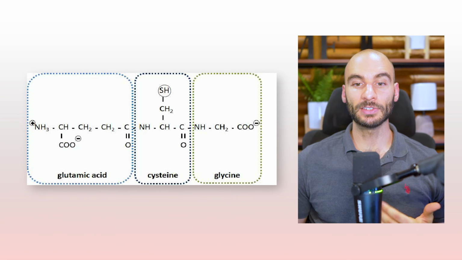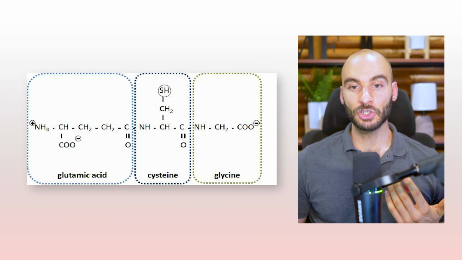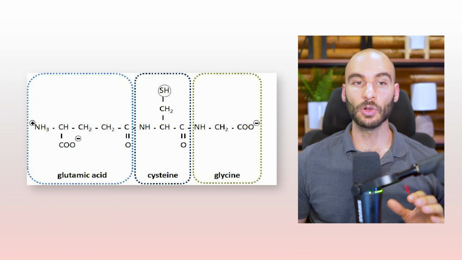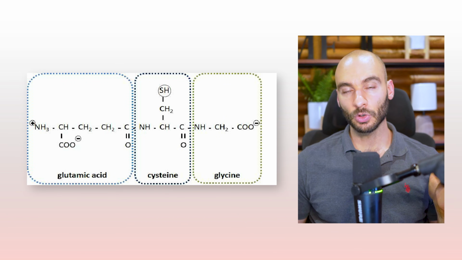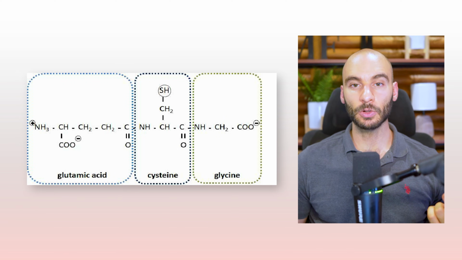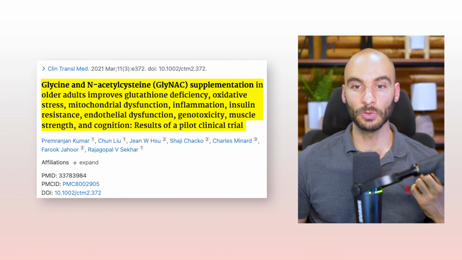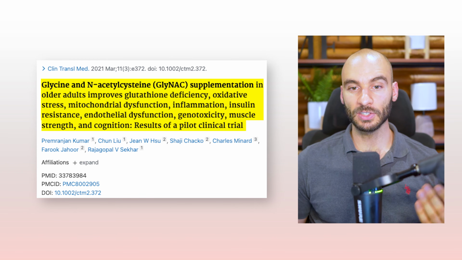And the glutathione is a peptide composed of, as we can see here, glutamic acid, cysteine, and glycine. Its job is to help recycle vitamin C, vitamin E, and directly protect against free radicals and reactive oxygen species stress. And so inside this study titled Glycine and N-acetylcysteine Supplementation in Older Adults Improves Glutathione Deficiency, Oxidative Stress, Mitochondrial Dysfunction, Inflammation, Insulin Resistance, Endothelial Dysfunction, Genotoxicity, Muscle Strength, and Cognition, results of a pilot clinical trial.